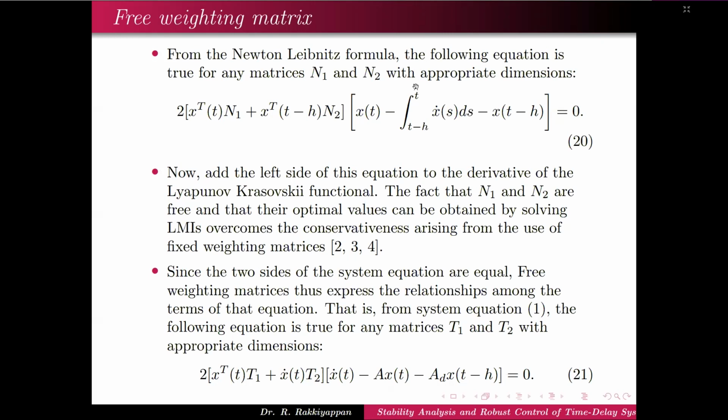The integral from t minus h to t of x dot of s ds can be expressed as x of t minus x of t minus h. Then we can get a 0.